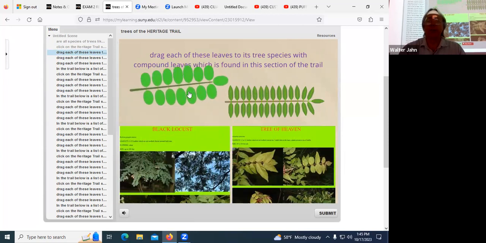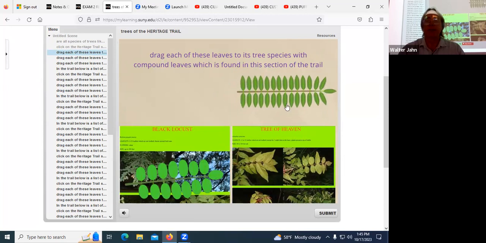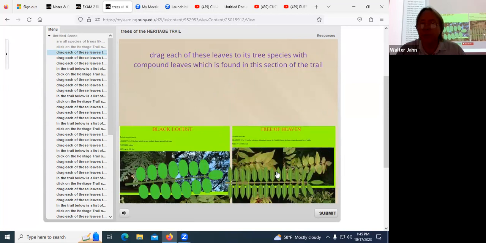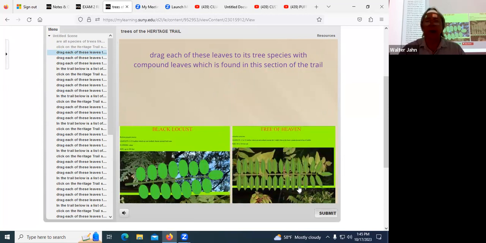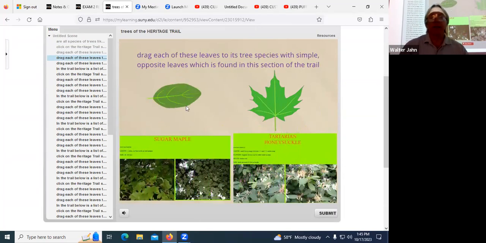So there's black locust. Which one is black locust? Oh, okay, that's black locust. All right. Then there's tree of heaven. So just kind of like, oh, this one looks like that, one looks like that one. So you'll drag it to this. So if you were to hike that, you would look for compound leaves.